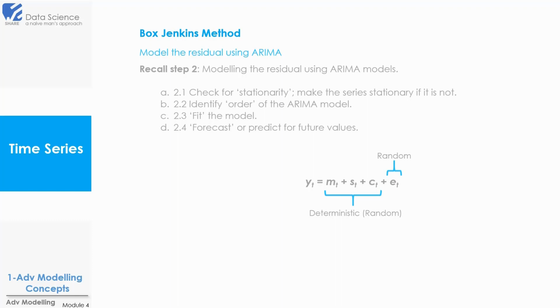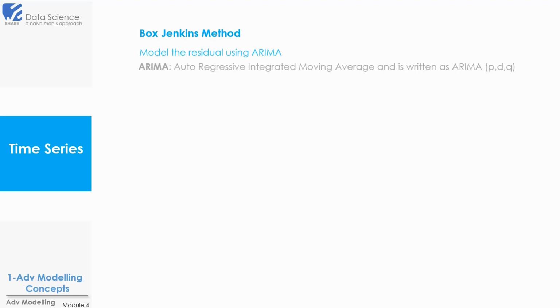And then after estimation of the deterministic component, we remove it using the subtraction method. And then we obtained this residual series. Now this residual series will be modeled using ARIMA modeling. So let's understand what ARIMA models are. As we already know, ARIMA stands for autoregressive integrated moving averages, and it is written as ARIMA within brackets P, D, Q. Now these P, D, Q determine the order of ARIMA. We'll see how to calculate P, D, Q in a while.